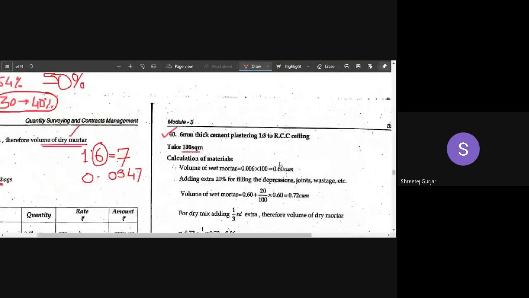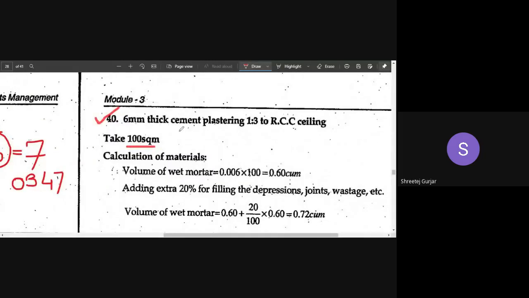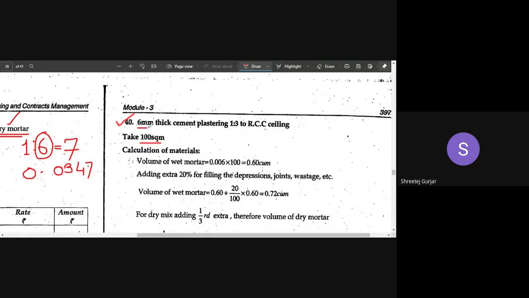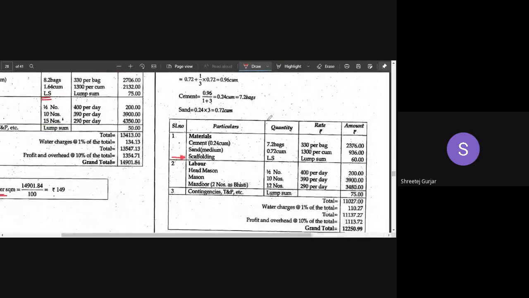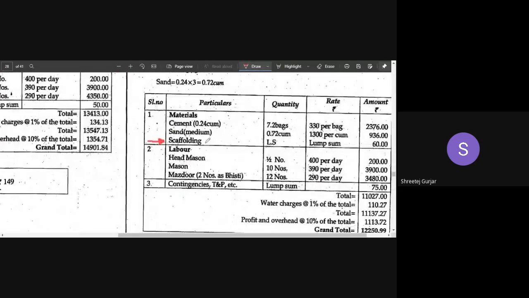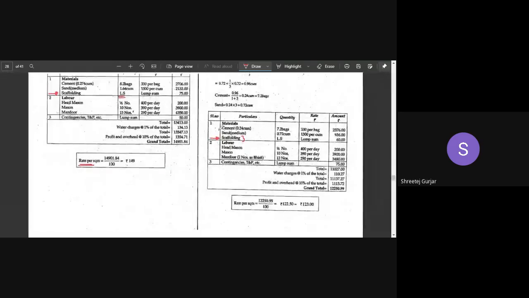Okay, then similarly here you can see we have 6 mm thick cement plaster. The only difference here is 6 mm thick. The previous one was 12 mm thick, and here it is in ratio 1:3. The previous one was 1:4. The same steps you can follow. And the important thing here is scaffolding. Don't forget to add scaffolding in this particular work. Okay, so this is also the same thing.